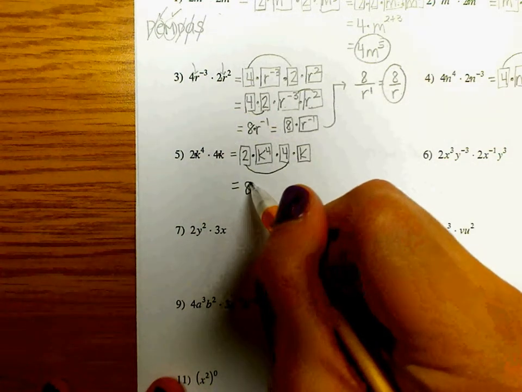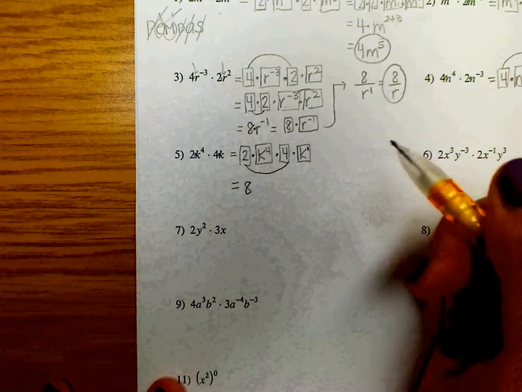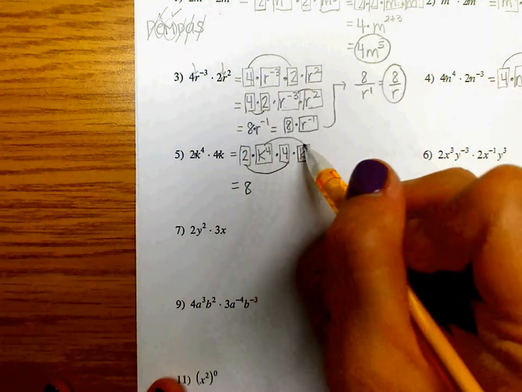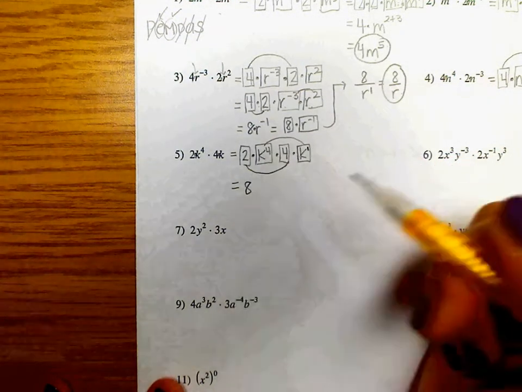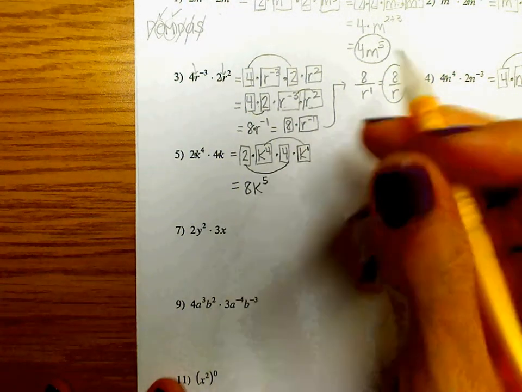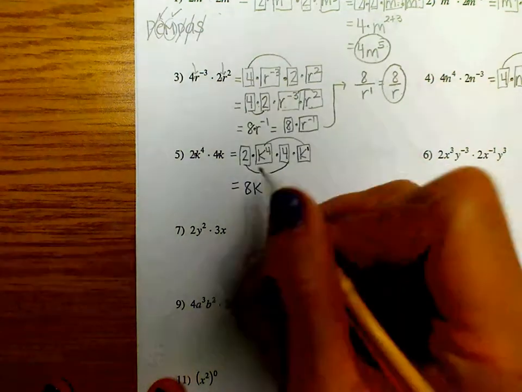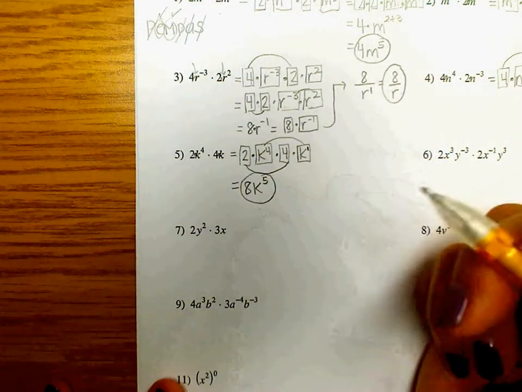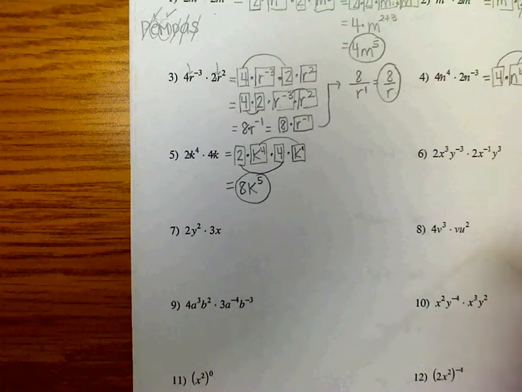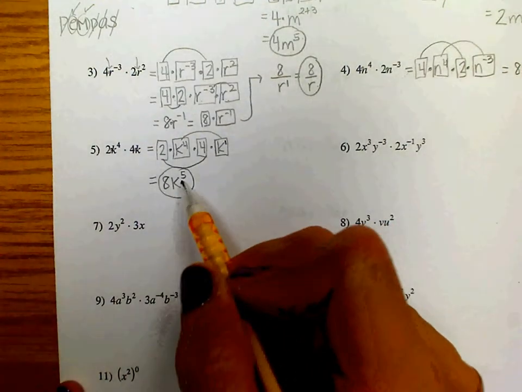Now there's an invisible 1 right here, so make it visible. I'm going to multiply the bases, but that means the exponents end up getting added. So k to the 5th, because there's 4 k's here and 1 k here, together that makes 5 k's. Alright, so that's number 5. You can't do anything else with that, so that's your final answer.